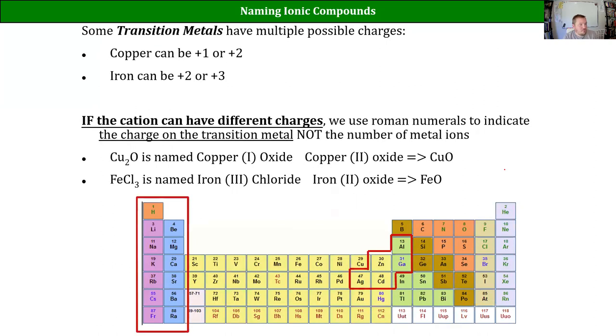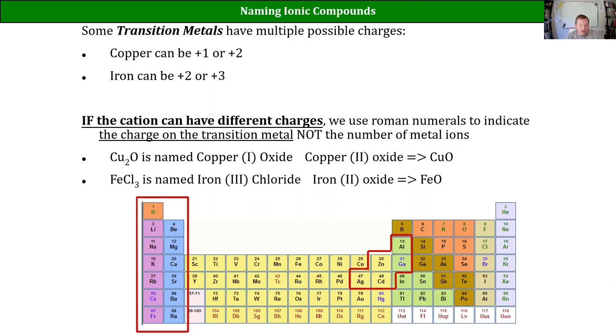All right, the last wrinkle on this is the one that I explained briefly at the beginning. We're talking about lead ion versus lead 2 ion. The metals that I've boxed in red are the only ones that have predictable charges, but they have more than one possible stable charge.